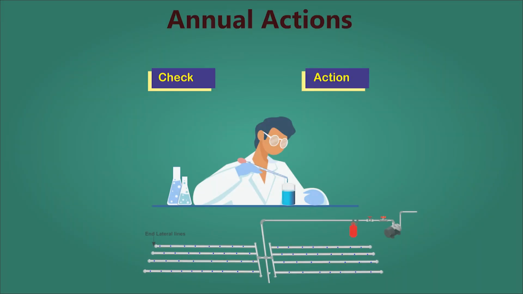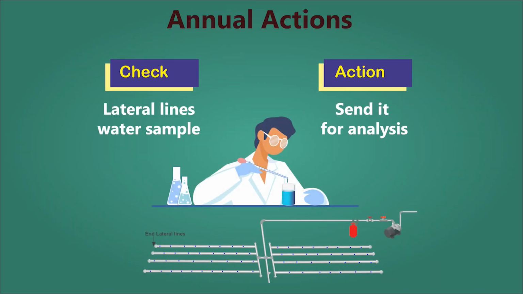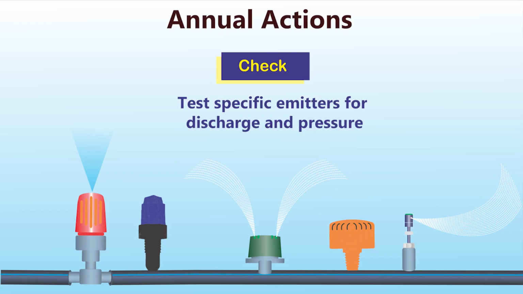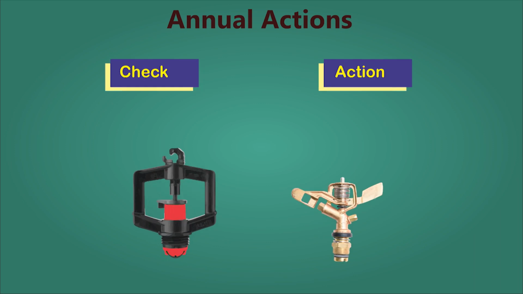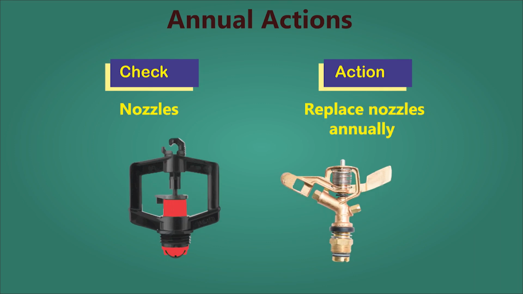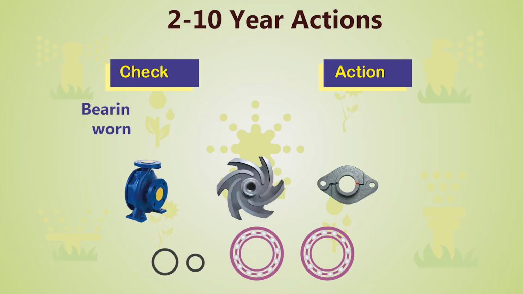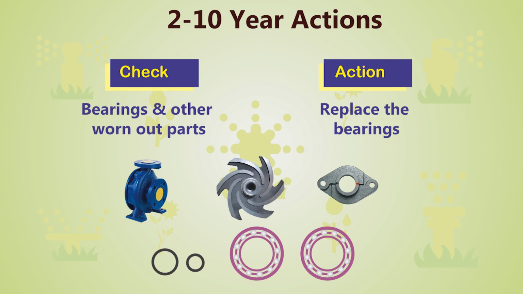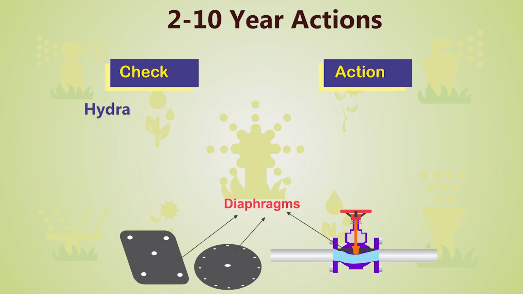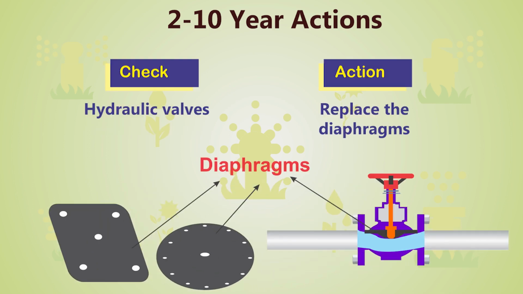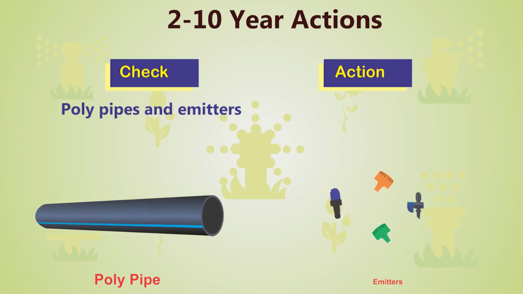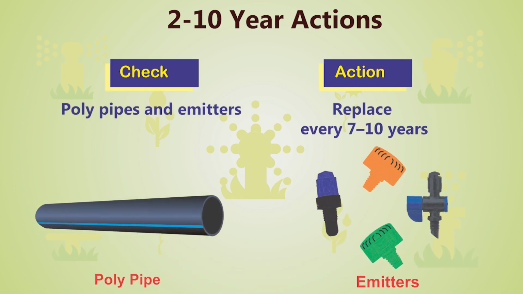Now let's see what you need to do annually. Take a water sample at the end of the lateral line and send it for analysis. Test specific emitters for discharge and pressure. Replace the nozzles annually and the other parts whenever needed. So you need to take some action in 2 to 10 years duration. Replace the bearings and other worn out parts of the pump every 5 years. Replace the diaphragms in hydraulic valves every 3 years. Replace the poly pipe and emitters every 7 to 10 years.